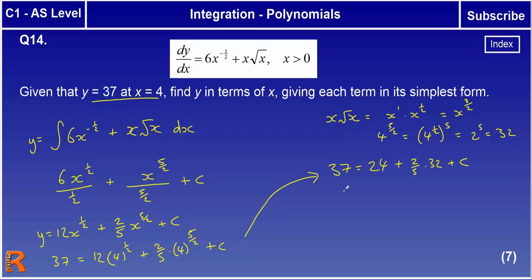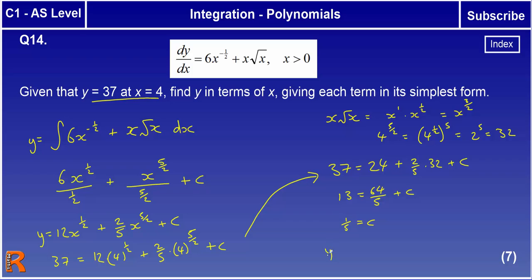Take 24 off this side, we get 13. This is 64 over 5, 2 lots of 32 is 64, plus a constant. 64 over 5 is going to be 12 and 4/5, and we take that away from 13. 13 take away 12 and 4/5 is 1/5, so the constant is 1/5.